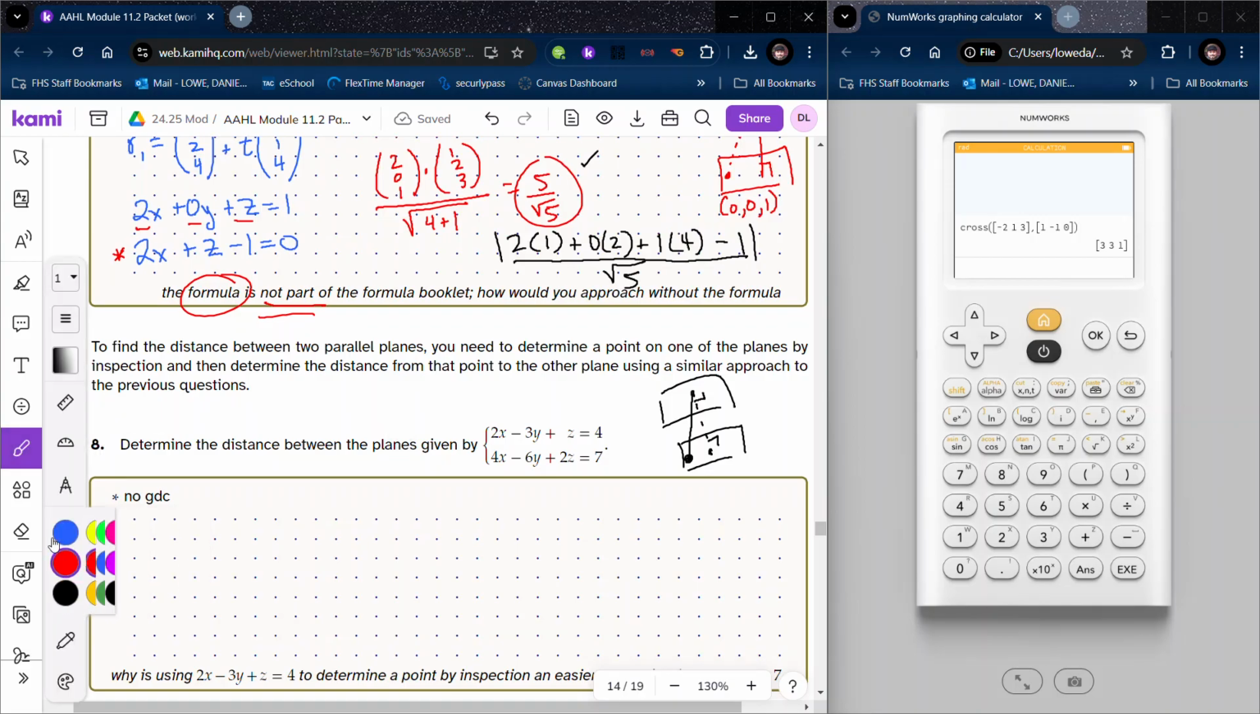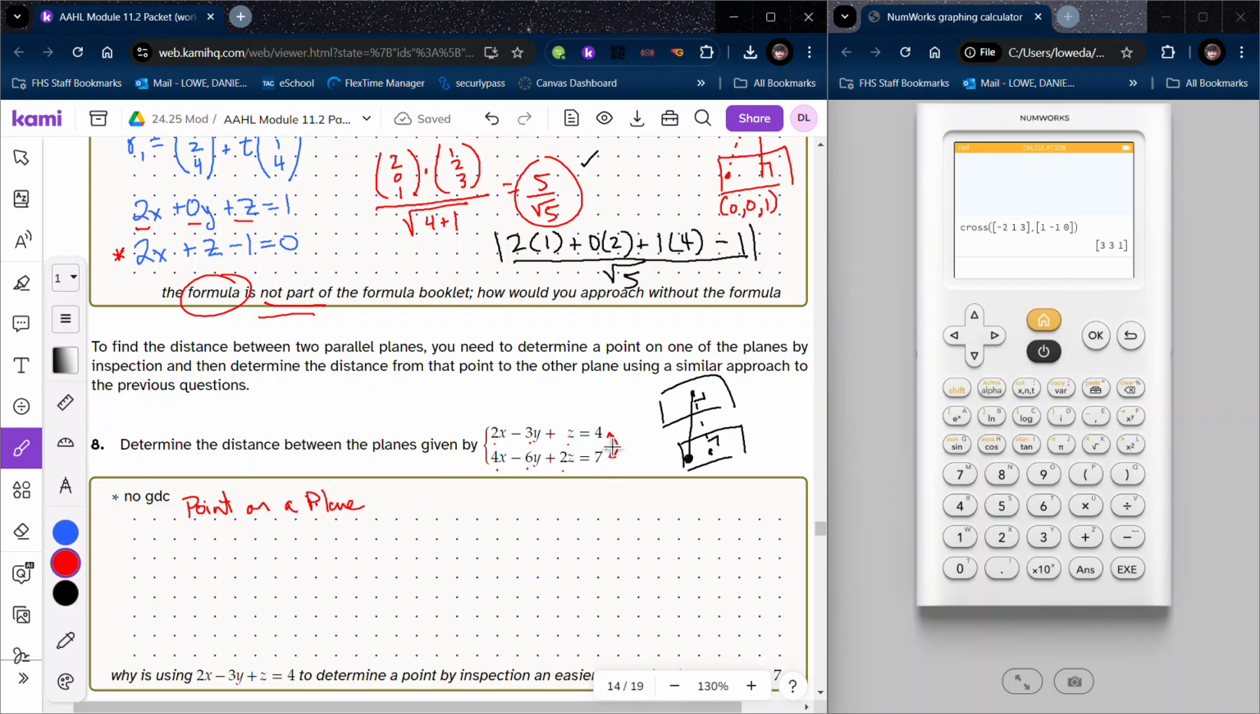How do I know that these planes are parallel? Well, I have 2, -3, and 1, multiply by 2, multiply by 2, multiply by 2, right? But the relationship between these two is not multiply by 2. So those planes have the same normal vector, but a different position in 3D space. So I want the distance between the planes. So I need a point on a plane, right?